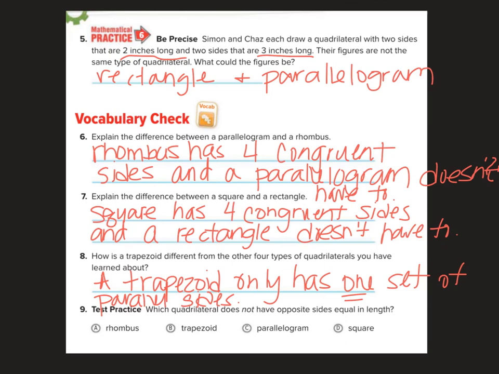All right, which quadrilateral does not have opposite sides equal in length? Okay, squares do, parallelograms do, rhombus do, trapezoids do not, right? Opposite sides equal in length. Yeah, because if I have a trapezoid that's like this, this side is not equal to this side. And this side does not equal that side either.